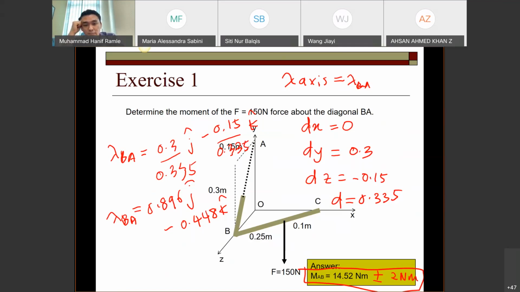Doctor, may I ask about the final answer? Normally, how many decimal places should we use? Okay, normally I suggest you put 2 decimal places. Only 2? Okay, doctor. If you want to put 1 decimal place, that is okay as well, but I suggest 2. There is no fixed rule, it depends on you. Normally for me, I will put 2 decimal places.